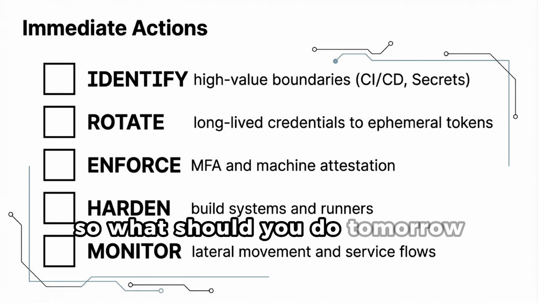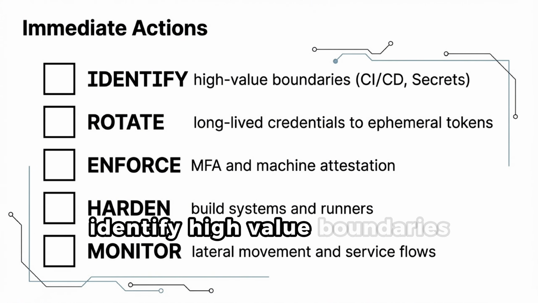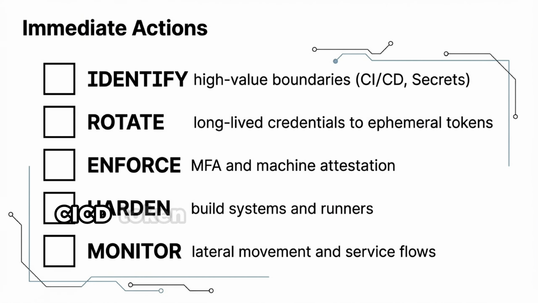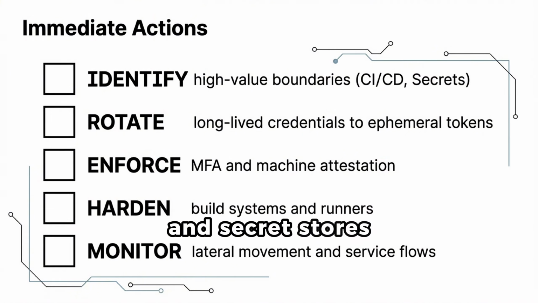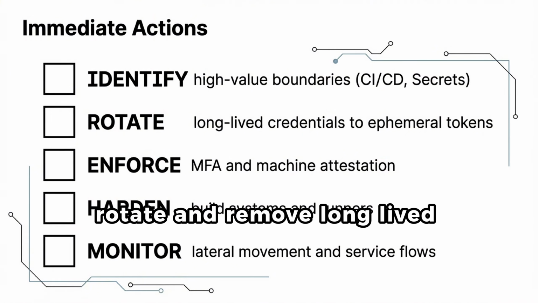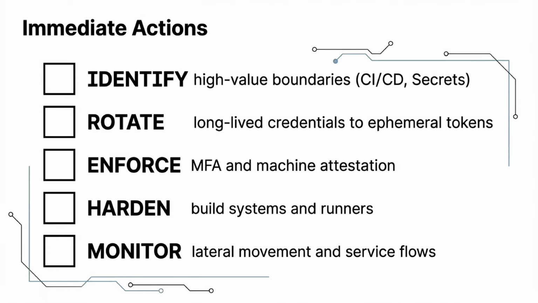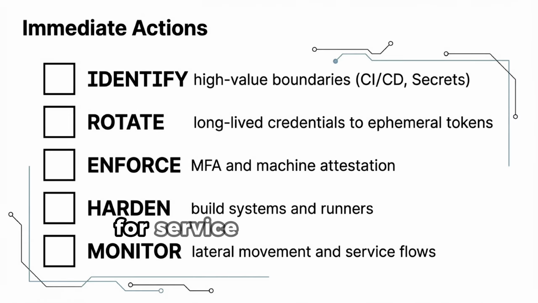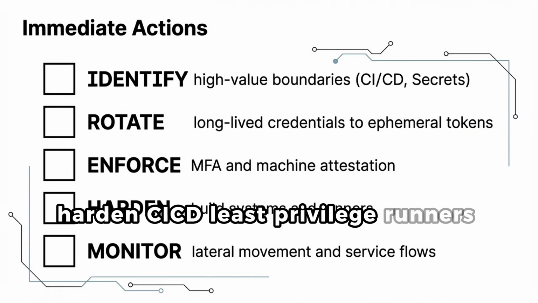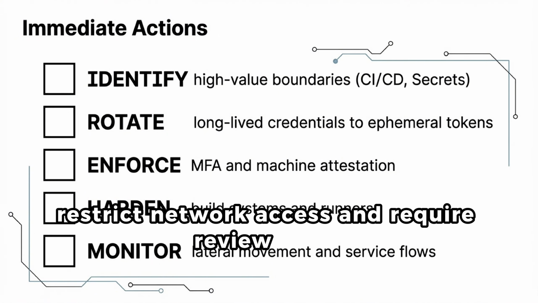So what should you do tomorrow? Here's a prioritized checklist. Identify high-value boundaries: CI/CD, token services, database admin APIs, and secret stores. Rotate and remove long-lived credentials. Move to short-lived tokens and ephemeral sessions. Enforce MFA for human access and require machine attestations for service-to-service auth. Harden CI/CD: least privilege runners, artifact signing, restrict network access, and require review gates.